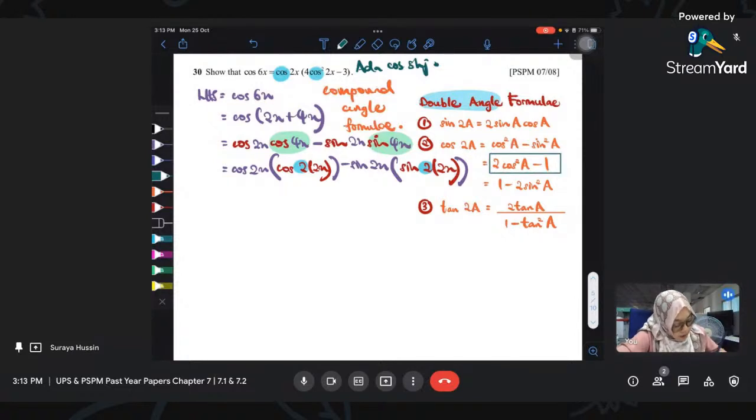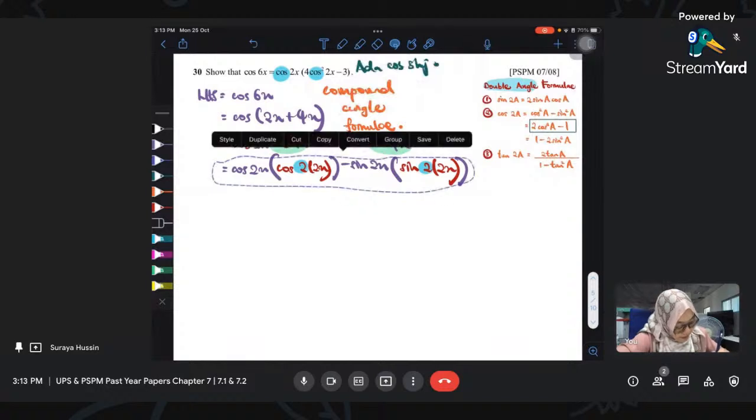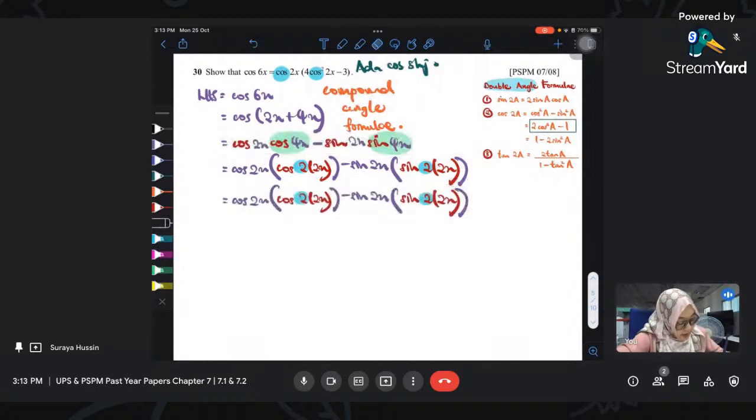Okay. So basically, let me kecilkan dia. I really quite frustrated sebab I don't have space. So here is where I'm going to duplicate this and delete this, and write down my 2 cos squared 2x minus 1. Well, here is 2 sine 2x.